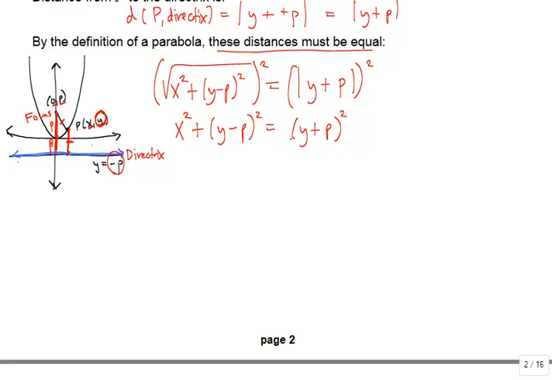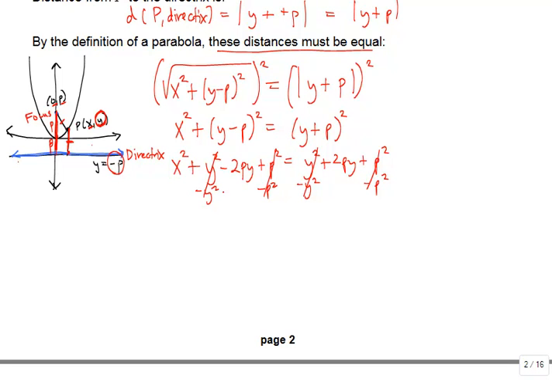Now let's go ahead and FOIL these things out to see if we can simplify things and cancel out like terms. If I FOIL this out on the left, we're going to get an x squared, a y squared, a minus 2py in the middle, plus a p squared on the end. And over here we're going to get a y squared plus a 2py plus a p squared. Now if I subtract my y squareds, they're going to cancel each other out. And if I subtract my p squareds, those are going to cancel out as well. However, my 2py's will not cancel out because they have opposite signs.